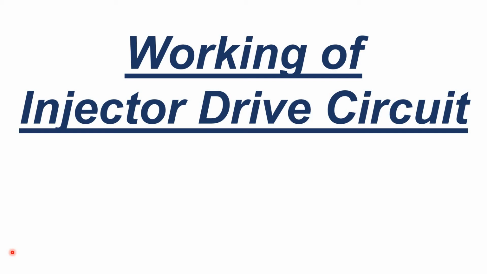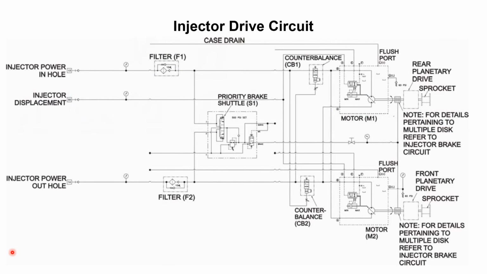To continue our discussion about injector head, here we will understand the working of the injector drive circuit. Here we have a detailed injector drive circuit which is composed of the main injector circuit, that is, how the injector motors are being driven, how the brake is being applied, and then their displacement adjustment. So all these systems are shown in this particular injector circuit.